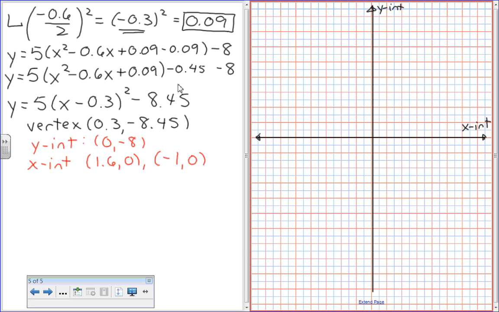All right. There's 0, 1, 2, 3, 4, 5. We'll go 1, 2, negative 1, negative 2. How do you count to negative 9? 1, 2, 3, 4, 5, 6, 7, 8, 9. Perfect.